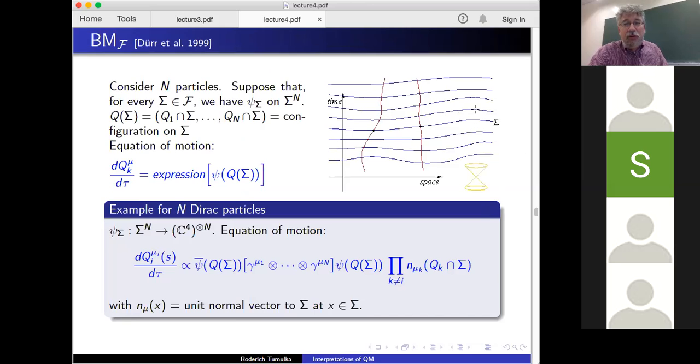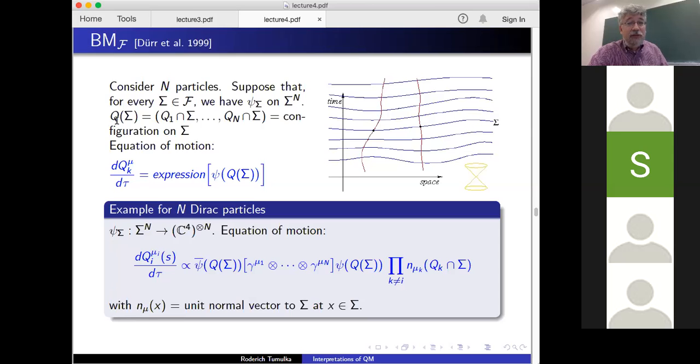Okay, so here in blue, I've drawn the surfaces of the time foliation. Now for every sigma in F, that is for each of these surfaces, we have a wave function psi_sigma on this surface. Let's say the configuration space on that surface would be sigma to the n, n points on sigma, a configuration on sigma. And the wave function would be a function on the configuration space.